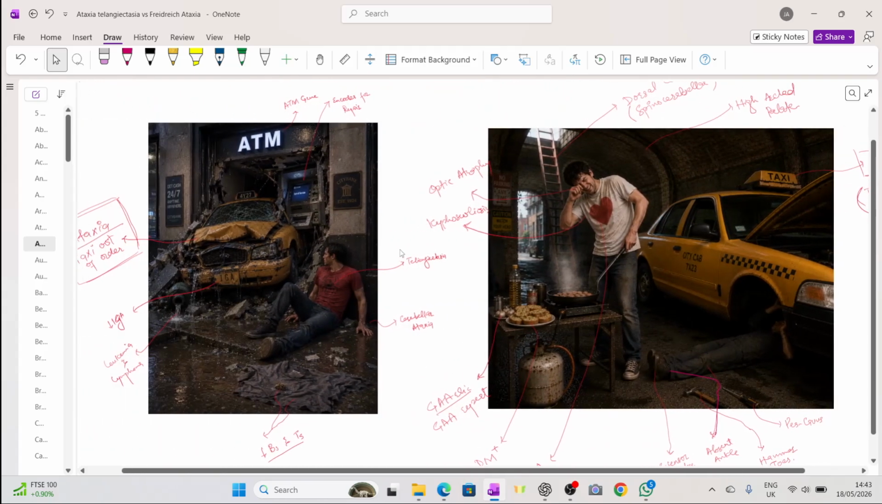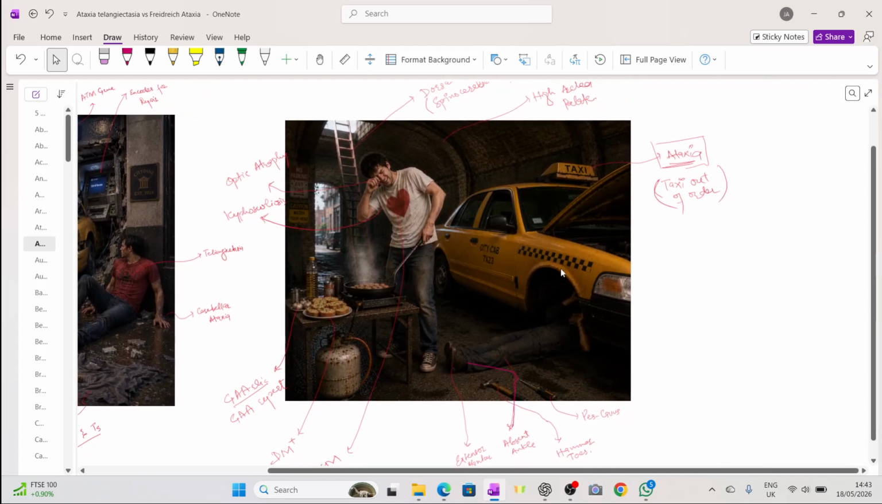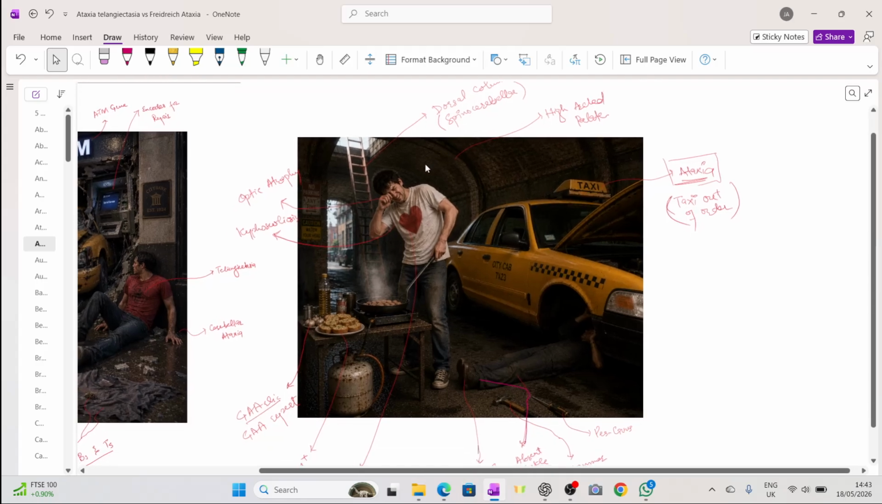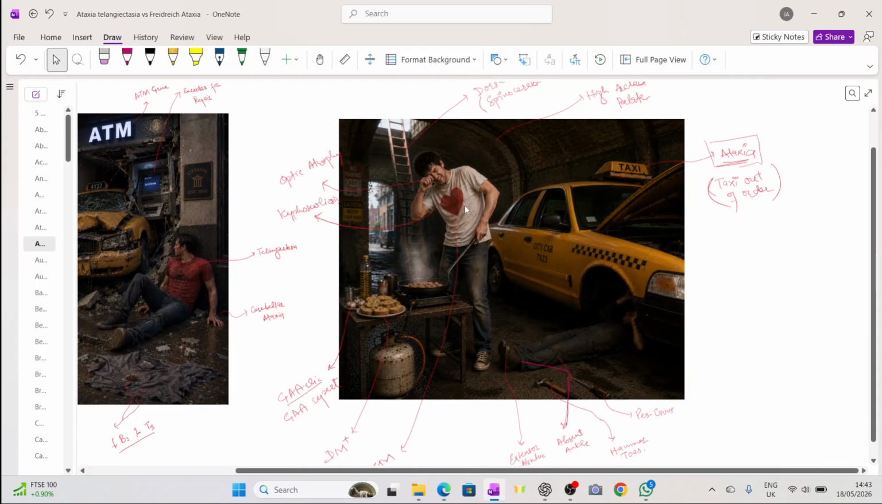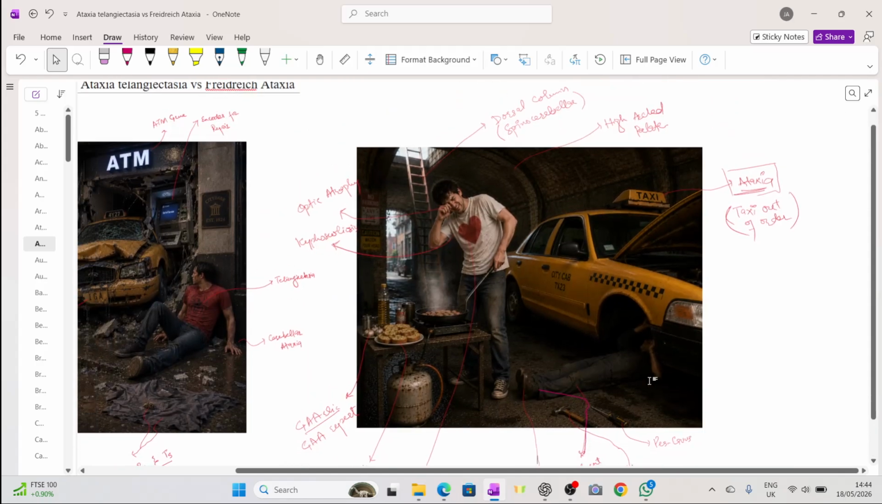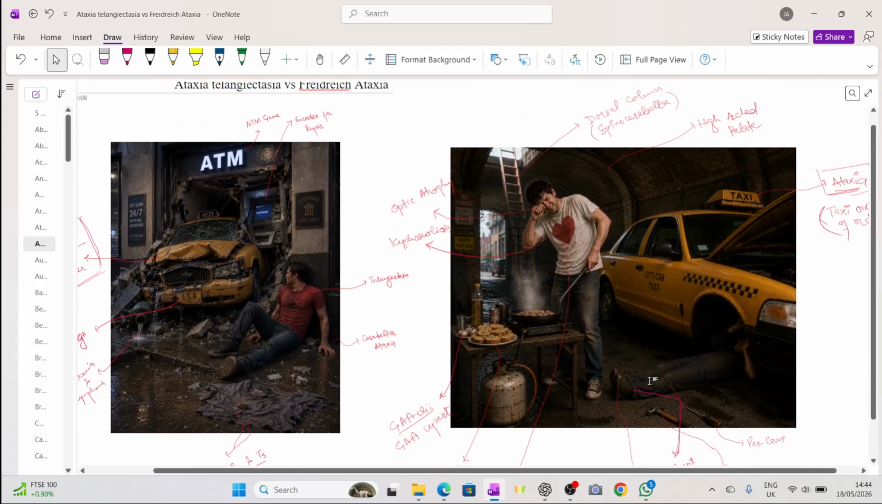So here is your Ataxia Telangiectasia and Friedreich ataxia. In Friedreich ataxia you will have cerebellar ataxia signs, high arched palate, dorsal column dysfunction which is the spinocerebellar tract, optic disc atrophy, HOCM, kyphoscoliosis, diabetes mellitus, GAA repeat on chromosome number 9. You will have extensor plantar, absent ankle reflexes, hammer toes, as well as pes cavus. And that is all that you need to remember and memorize about Ataxia Telangiectasia and Friedreich ataxia.